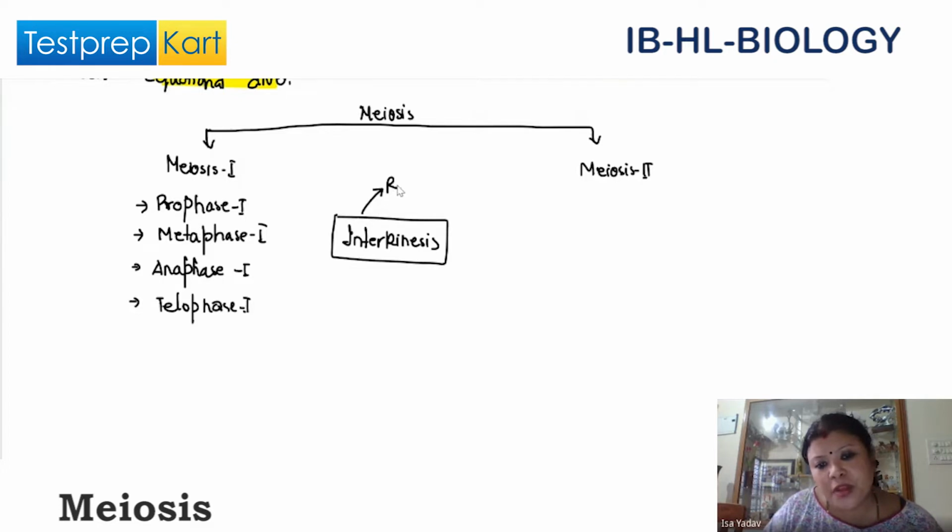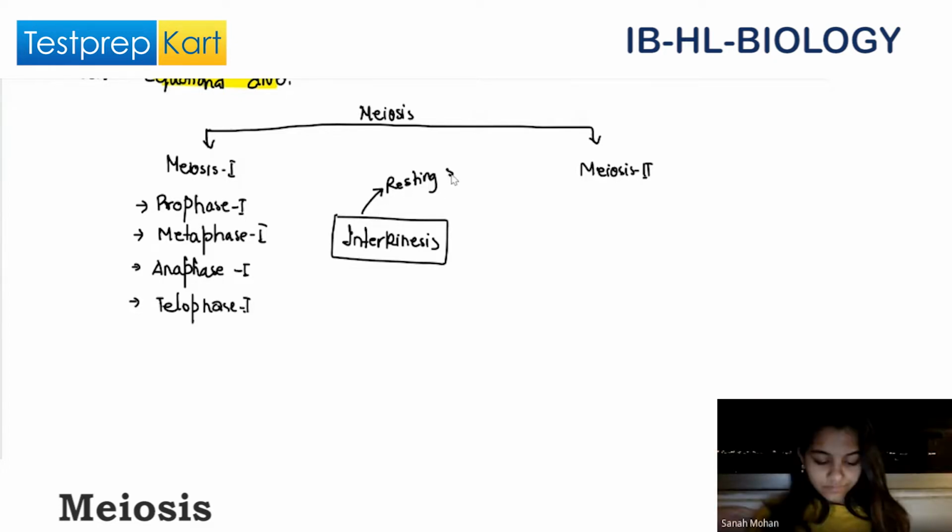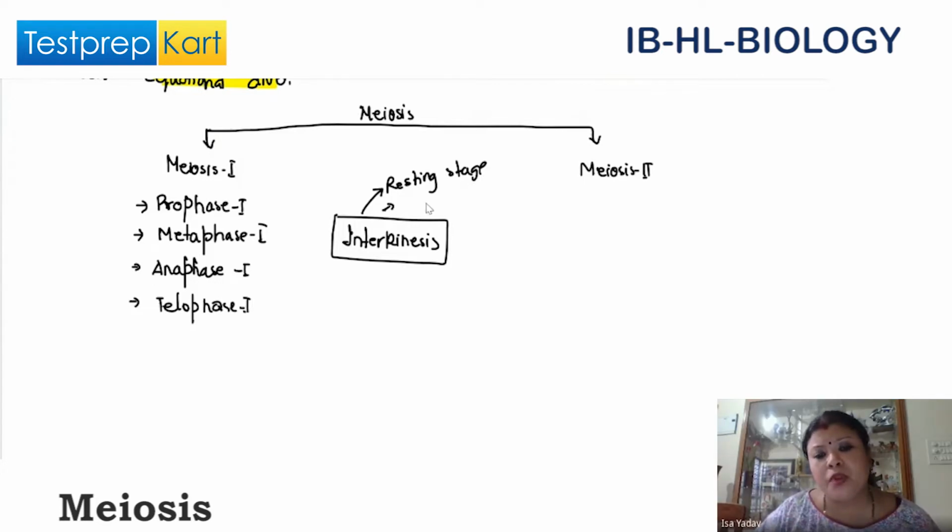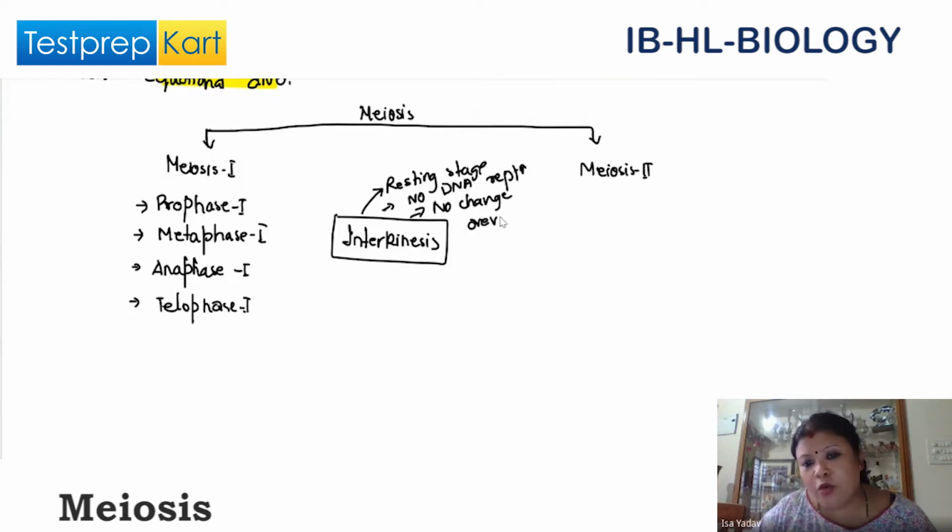Interkinesis is a resting stage. Here, there is no DNA replication. Here, there is no change, no change in chromosome number. Is this clear? Okay, no change in chromosome number.